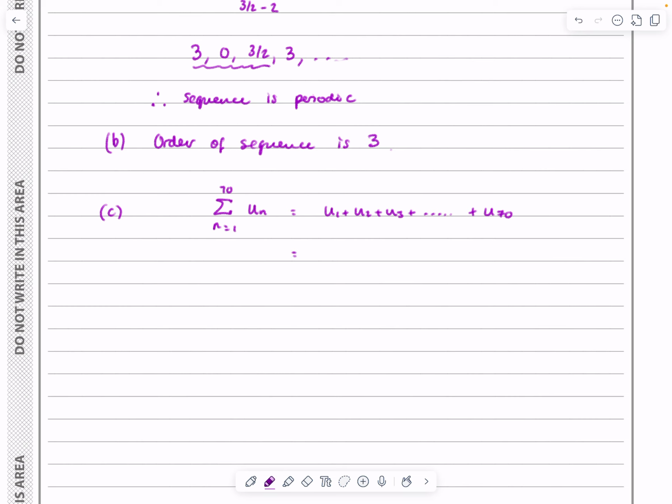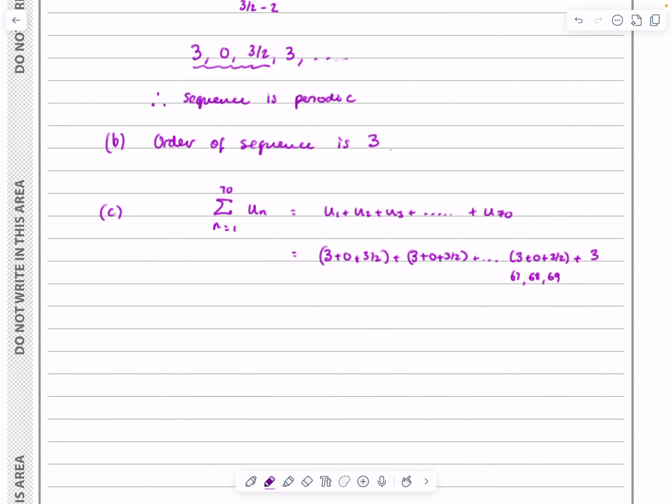It's basically going to be 3 plus 0 plus 3 over 2 plus another 3 plus 0 plus 3 over 2 and you'll just keep going on with those until we get the closest multiple of 3 to 70, which is the 69th one. So we'll get 3 plus 0 plus 3 over 2. This is the 67th, 68th and 69th terms. And then u70, well, just following the pattern through, must be 3 there.